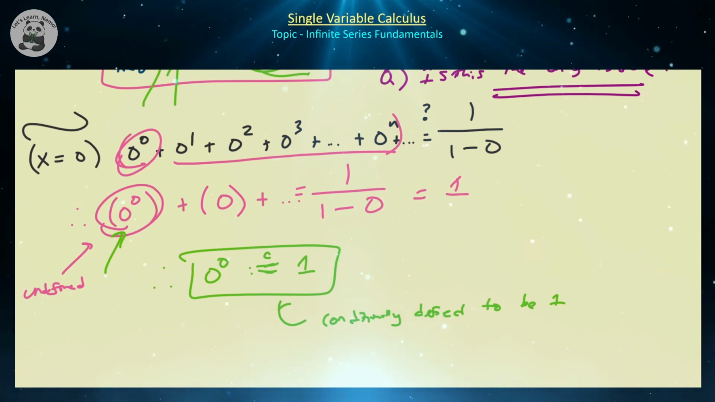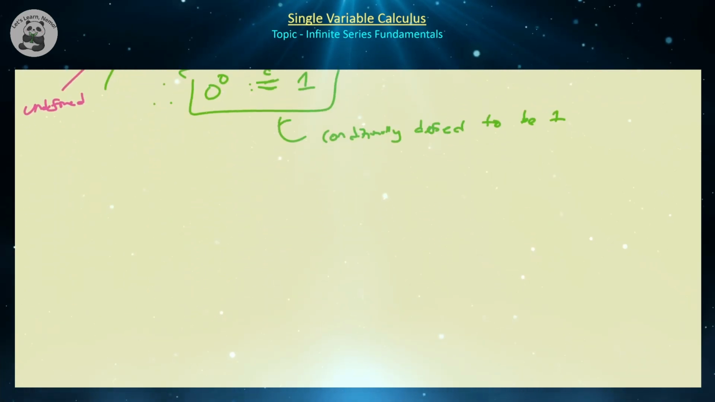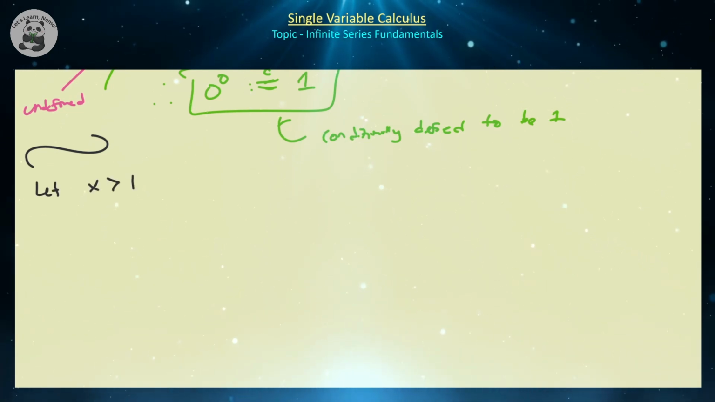And if you're willing to accept 0 to the power of 0 to be equal to 1, then x equal to 0 does satisfy, right? But what about other values for this, right? So x equals 0 is a weird case, but it sort of works in some sense. Now let us consider the case where x is bigger than 1.